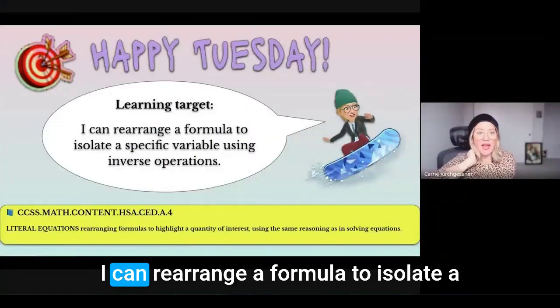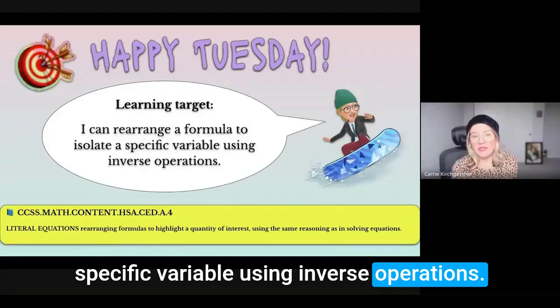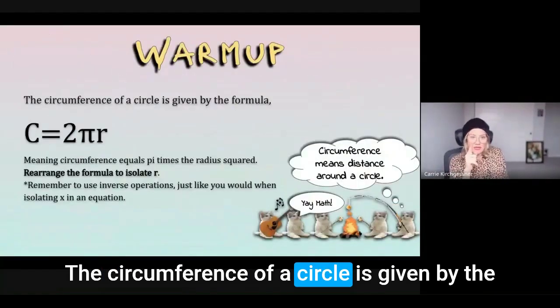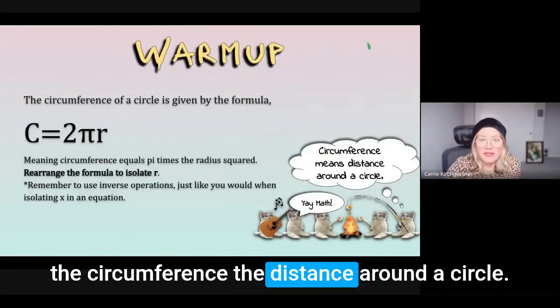Here's our learning target. I can rearrange a formula to isolate a specific variable using inverse operations. So here's our warm-up. The circumference of a circle is given by the formula circumference equals 2 pi r, meaning the distance around a circle.